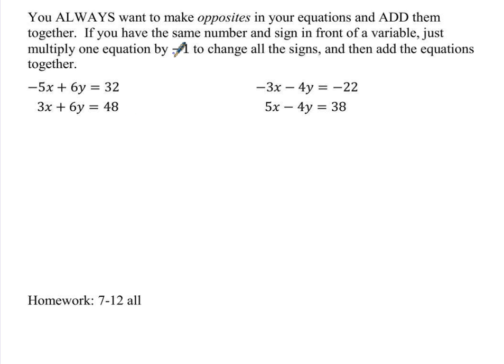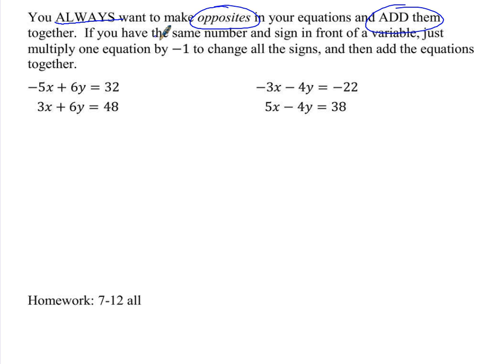And that's where the words up here come into play. You always want to make opposites in your equations and add them together. I will not teach you any other way. You make opposites and you add them. Okay? What does opposites mean? Opposite signs, yeah. So if I had a positive 6y and a negative 6y, then I could add those equations together and they'd disappear. Or if this was a negative 6y and this was a positive 6y, then I could still add those two equations together and they would disappear.